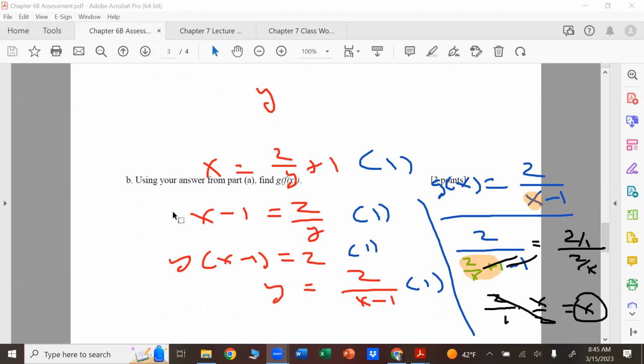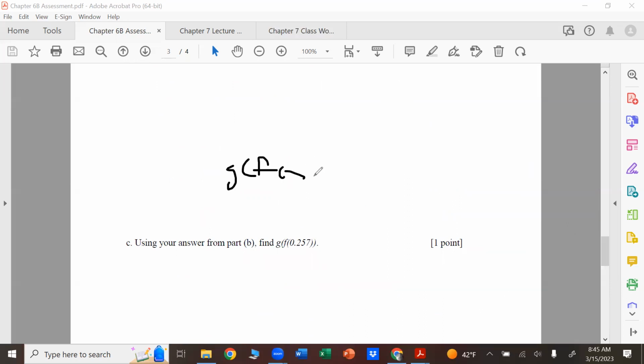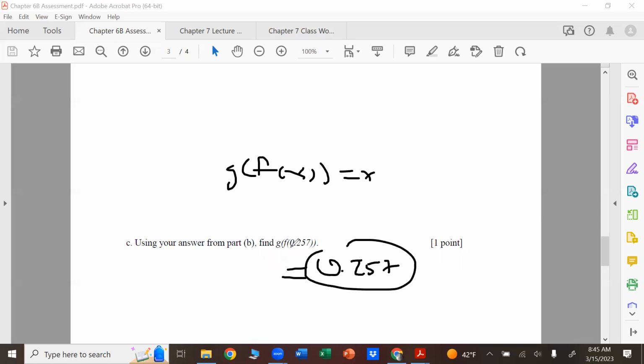And then C, I chose a crazy number because if you get x, then the answer is 0.257. Because the answer for part B, g of f of x, was x. And if you plug in 0.257, you replace x with 2.257. So that's all. You could plug it into f and then plug into g if you wanted to, but that's a lot of work. Remember, it's only 1 point. I made it that simple.